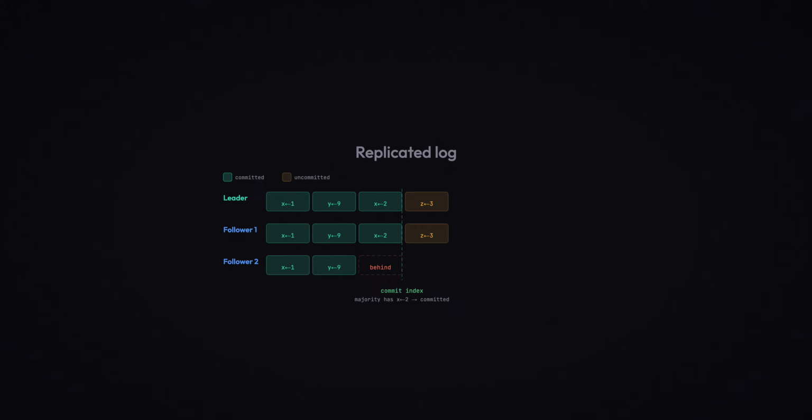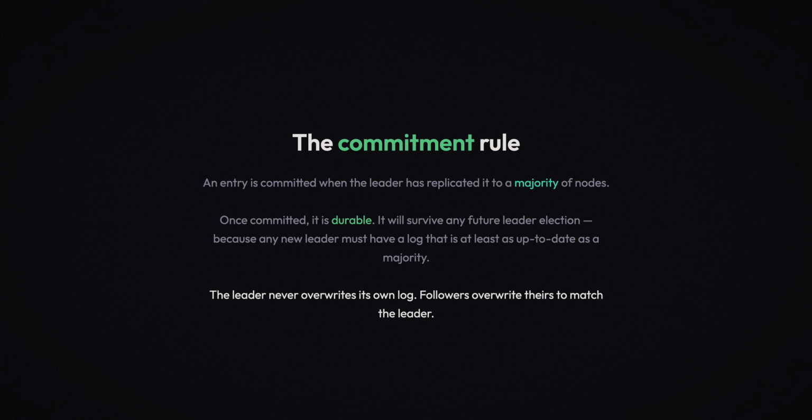The commit index is at entry 3. X gets 2. That entry exists on the leader and follower 1, 2 out of 3 nodes, a majority, so it's committed. Follower 2 is behind, but that's fine. The leader will keep sending append entries to bring it up to date. The committed entries are safe regardless. The commitment rule is simple but powerful. An entry is committed when it's been replicated to a majority of nodes. Once committed, it will survive any future leader election.